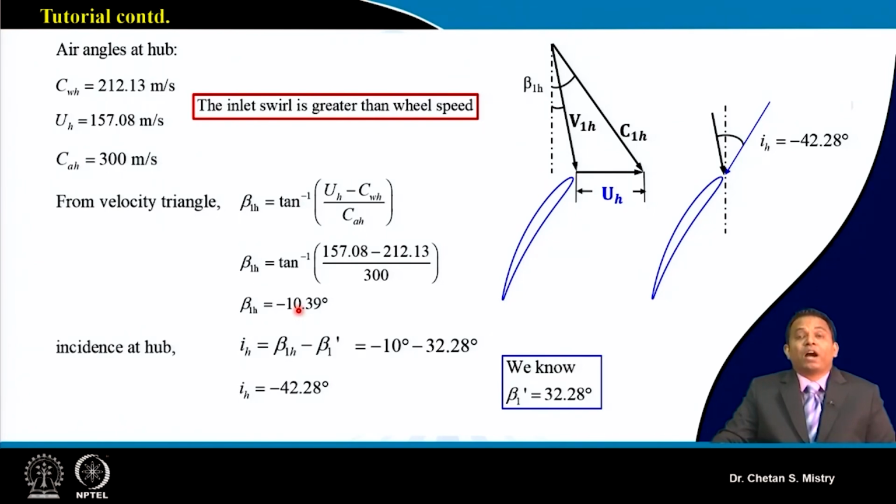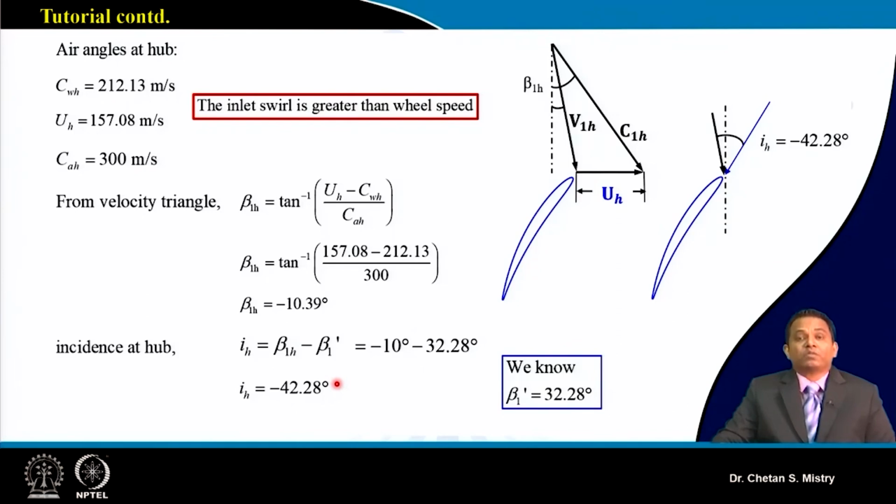What we are asked to calculate is the incidence angle at the hub. It is given by beta 1 minus beta 1 dash. This beta 1 at the hub we have calculated as minus 10 degree, and beta 1 dash is given as a constant, 32.28. So my incidence angle is coming to be minus 42.28.